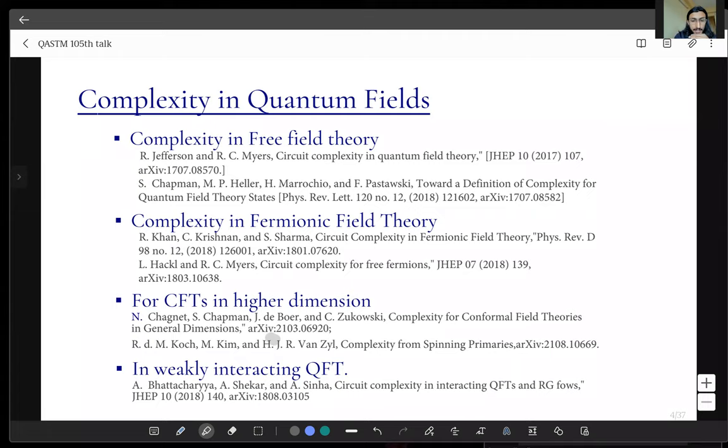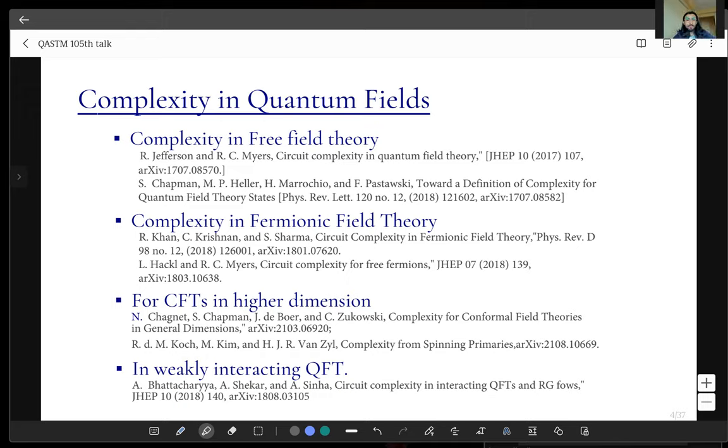Recently this year, complexity in quantum fields in higher dimensions has been studied by Chapman and her collaborators. Now the next point is that in AdS/CFT, the conformal field theory is strongly coupled, while these states are weakly coupled free fields. For weakly interacting fields, Bhattacharyya, Sinha and Shekar have done work in which they considered phi-4 theory and its relation to the renormalization group.